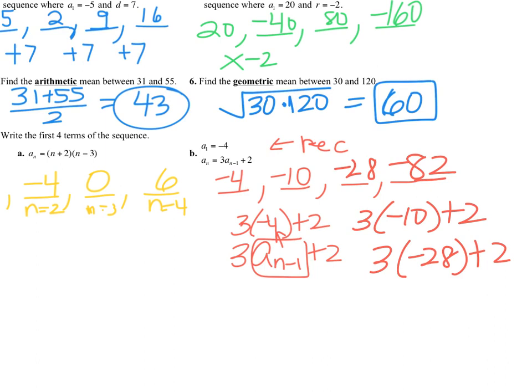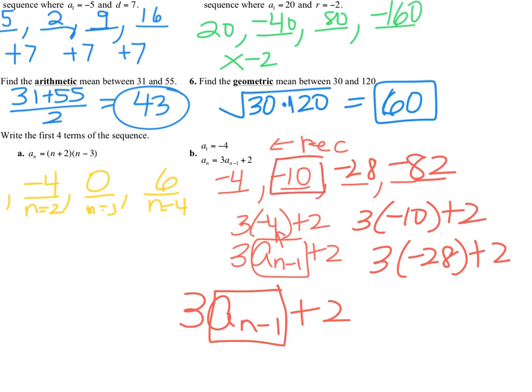1, 2, 3, 4. So do you see this right here? 3 a sub n minus 1 plus 2. This right here stands for the term before the term we want. So if I want the second term, I'm going to take the term before it and plug it into there.